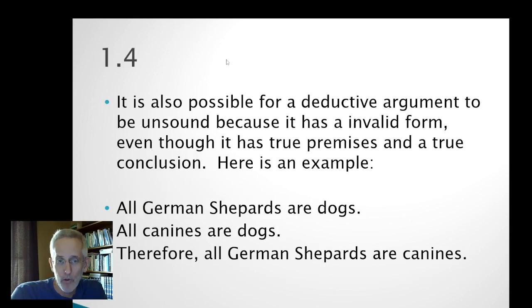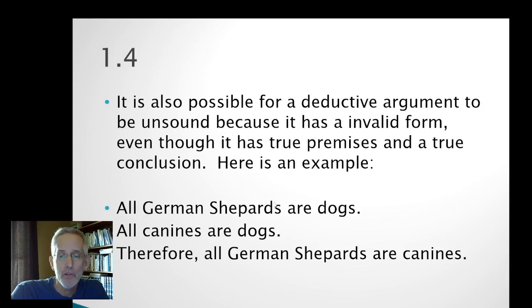So let's clarify a little more here with deduction, because deduction is usually the trickiest one. It's also possible for a deductive argument to be unsound because it has an invalid form. In the previous example, we looked at an unsound argument because the premises were false. Now we're going to look at an unsound argument because the form is bad. The way the argument is structured is incorrect, but the premises just happen to be true. So even though it has all true premises and a true conclusion, the argument still ends up being unsound.